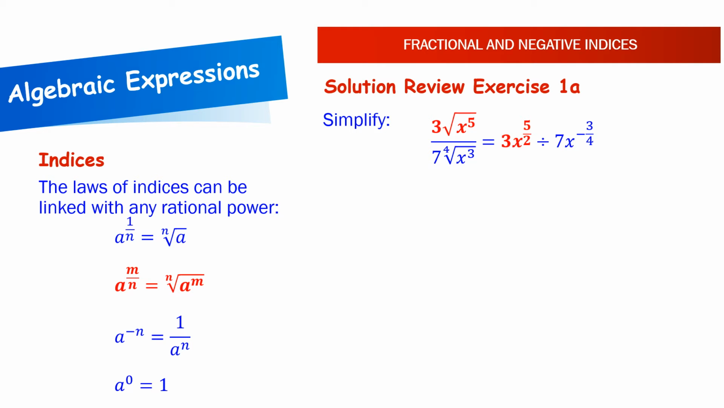We can rewrite the numerator as 3x to the power 5 over 2 by using the highlighted law. And the denominator likewise we can rewrite as 7x to the power minus 3 over 4 by using the highlighted law. Notice that we have also used this highlighted law, a to the minus n equals 1 over a to the n, in this step.